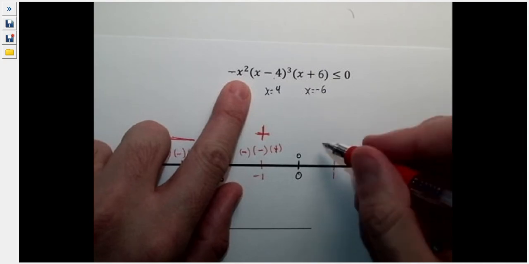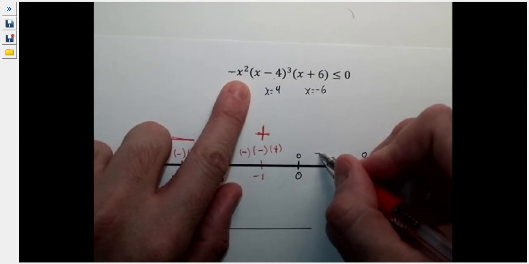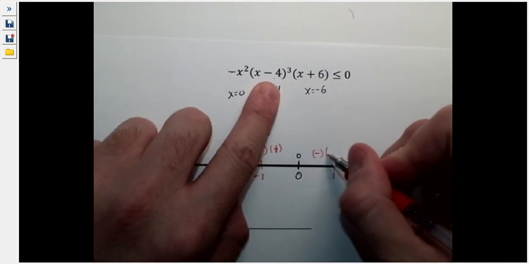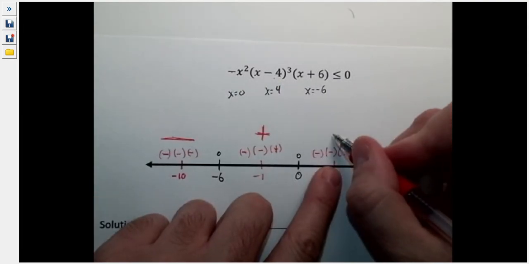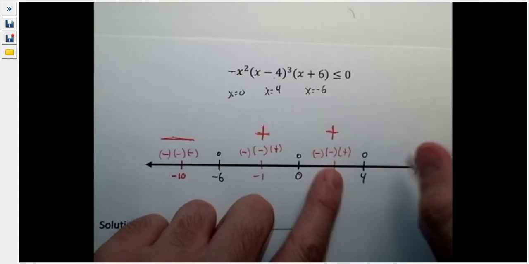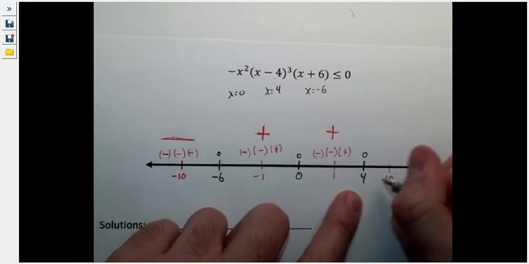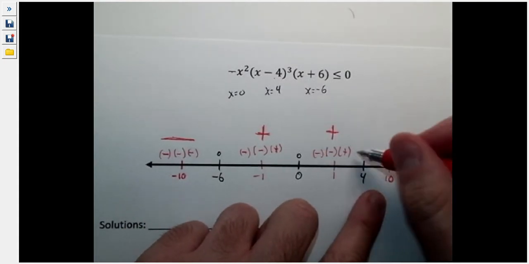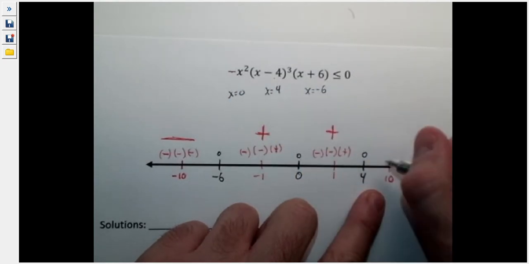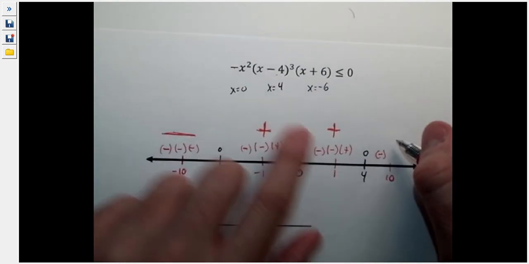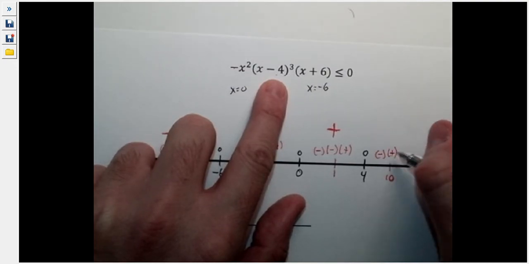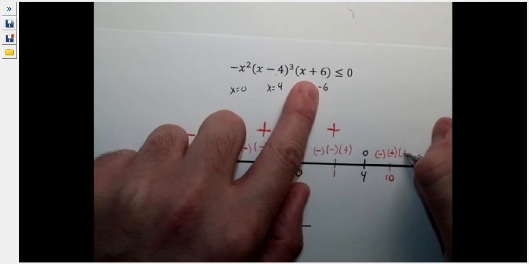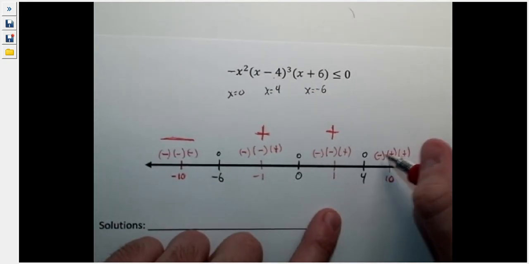Pick 1. Again, plug 1 in, square it, 1. That makes it negative. This is going to be negative and positive. So this nets positive. And then I'm going to pick any number bigger than 4. Like again, I can pick 10. Negative 10 minus 4 is positive, so this is positive number cubed, is still positive, and this becomes positive, which means a positive times a negative is negative.